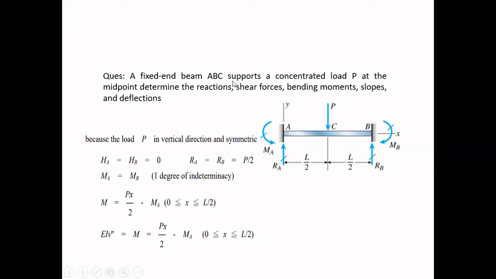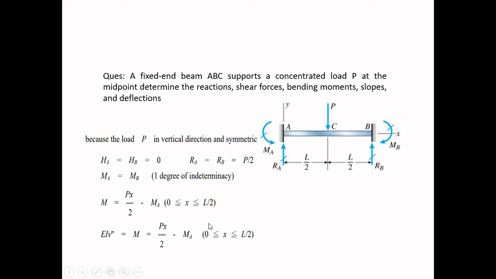Now we need to calculate the moment about any section, say X. The distance of the section is X from the end A. So the moment at the section will be PX by 2 minus MA. This is P multiplied by X by 2 minus MA, where MA is the moment. And this is for the region 0 to L by 2.